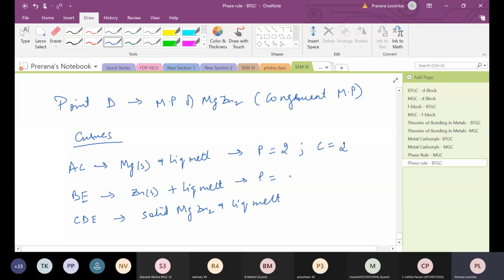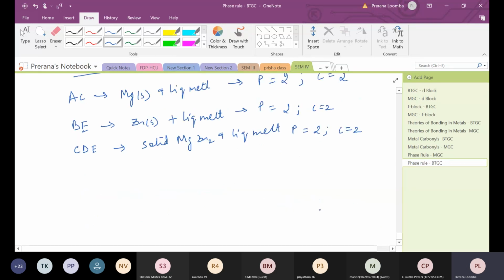Two phases. Very good. And again, components are two. And here, how many phases are there? Two. Very good. And components are also two. So along all the curves, you have two phases and two components.